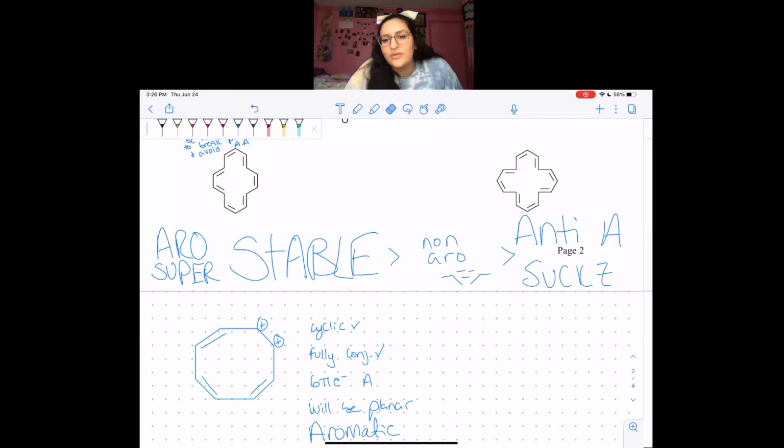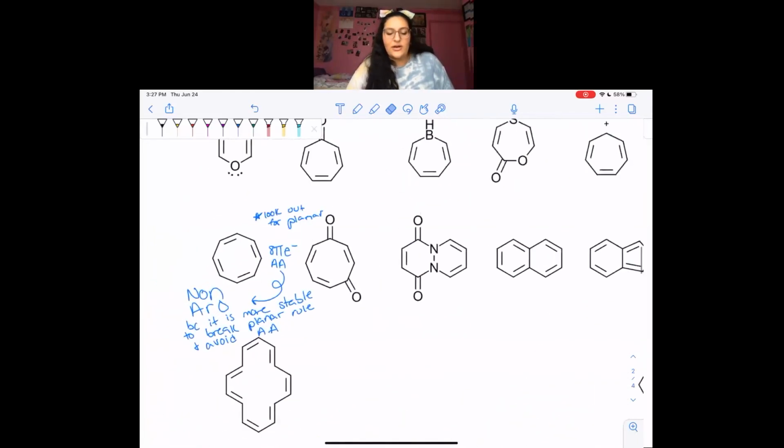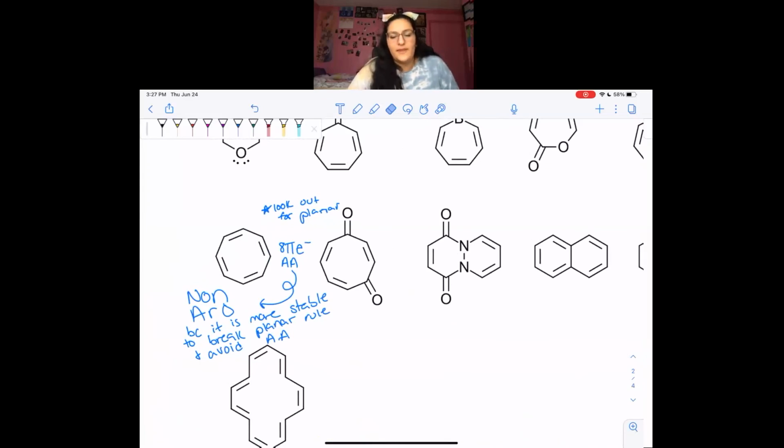It said, which rule exactly did it break to be non-aromatic? So it was not planar. So it broke the planar rule. So it's cyclic and fully conjugated, but it bends out of the plane like this. So it's no longer planar. And that's why it's non-aromatic.